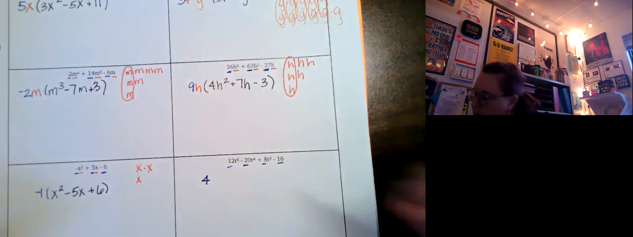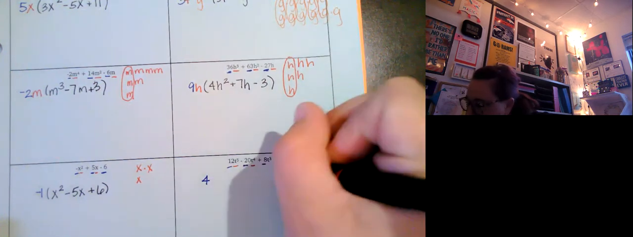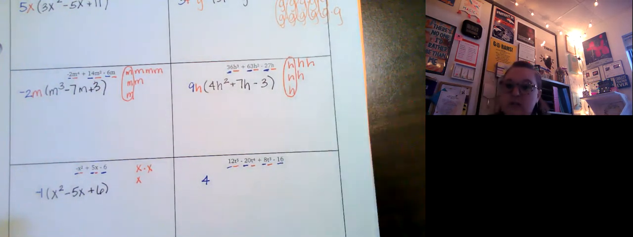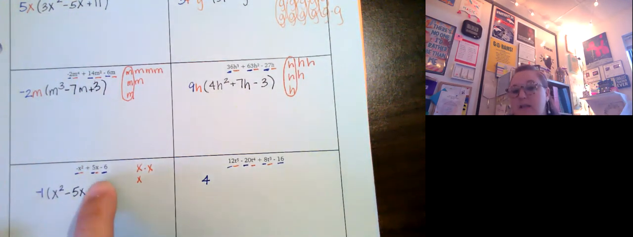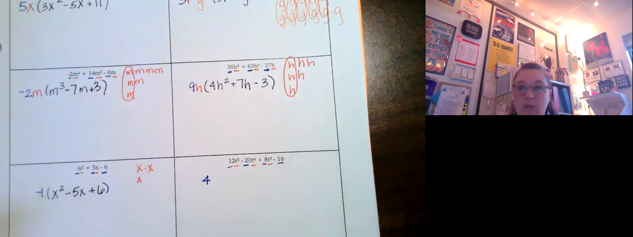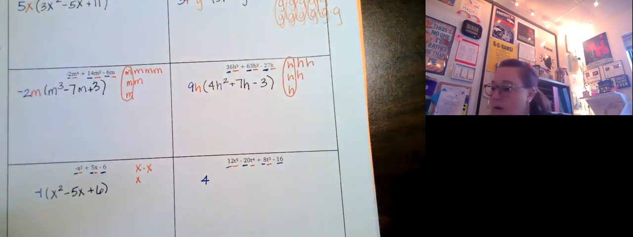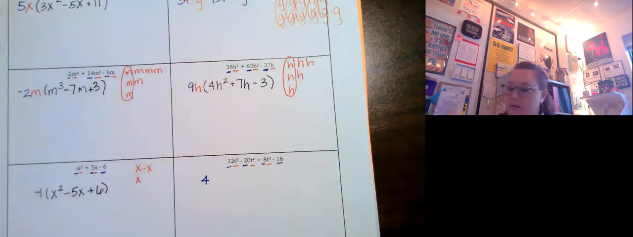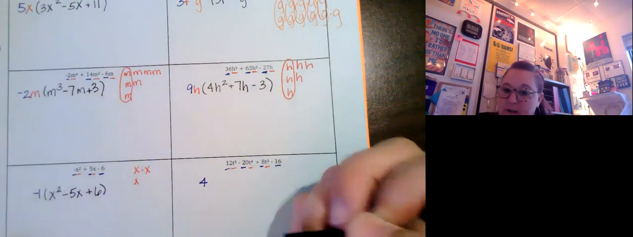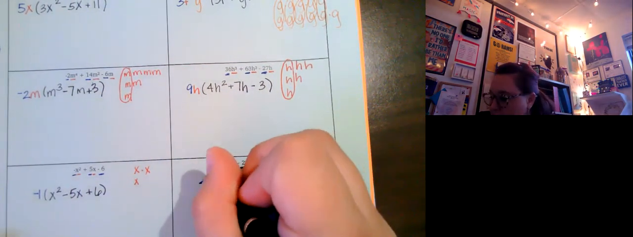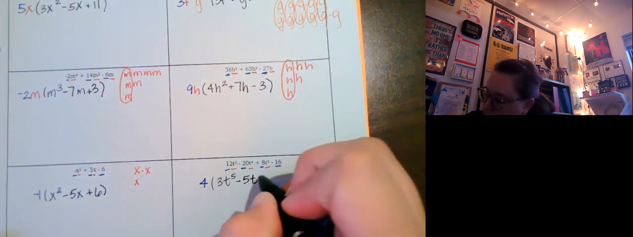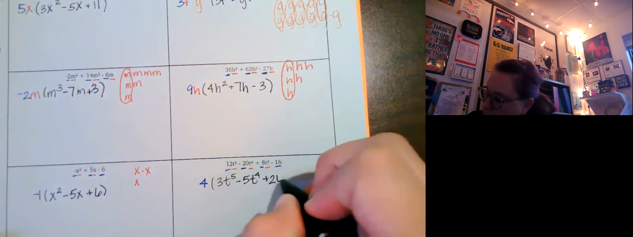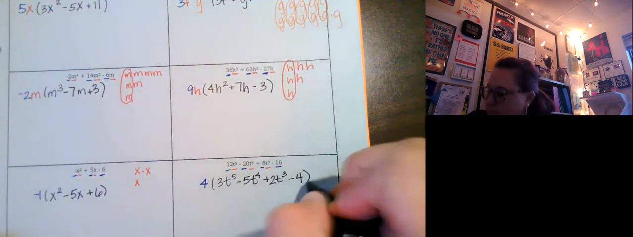Now let's look at our variables, t to the 5th, 4th, 3rd, and then no t's. So am I going to be able to pull out any t's from this one? I'm not, because just like this last one, there's no t's in my last term. So I know that they don't have any t's in common because this one doesn't have any. So I'm not going to be able to factor out any variables again for this polynomial. So all we're going to factor out is that 4 then, which leaves us with 3t to the 5th minus 5t to the 4th plus 2t to the 3rd minus 4.